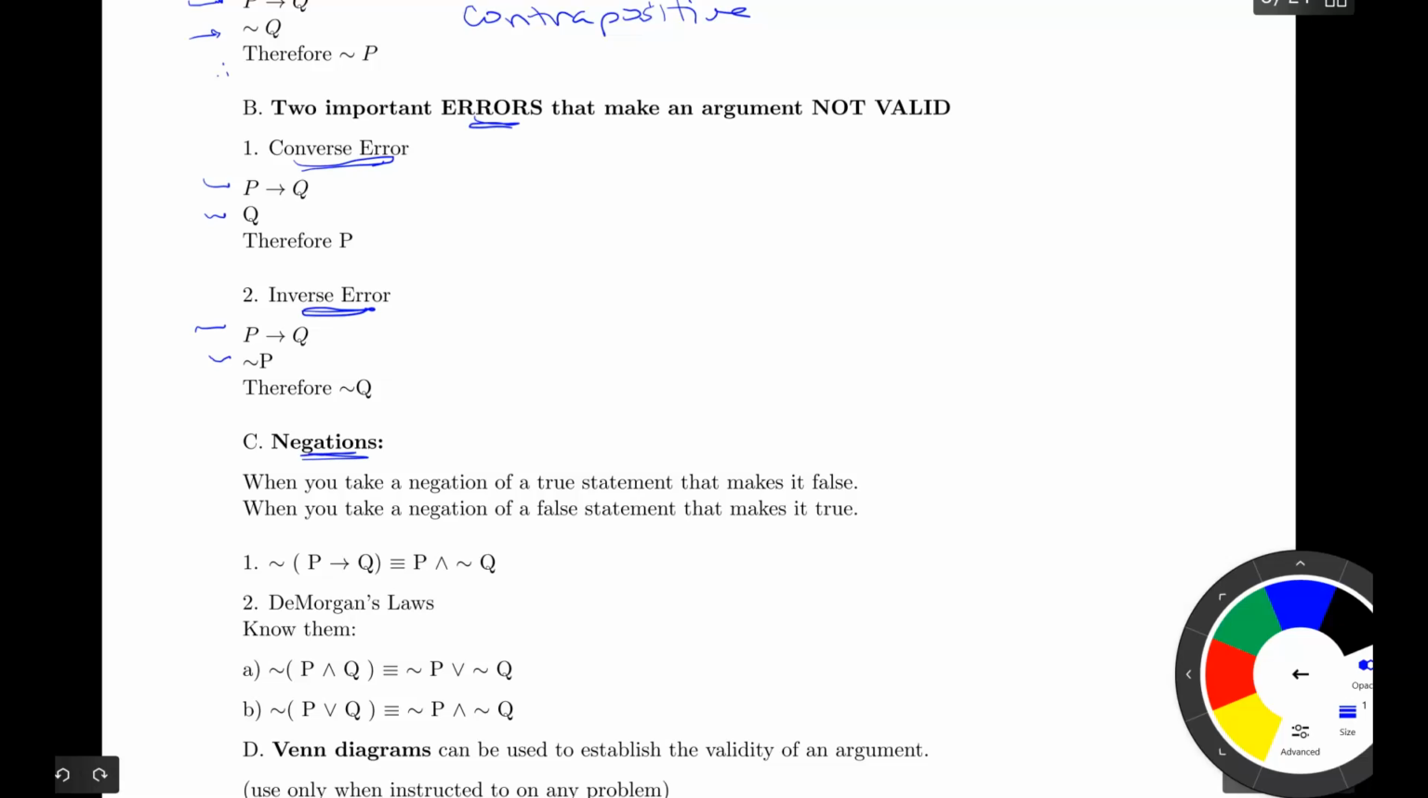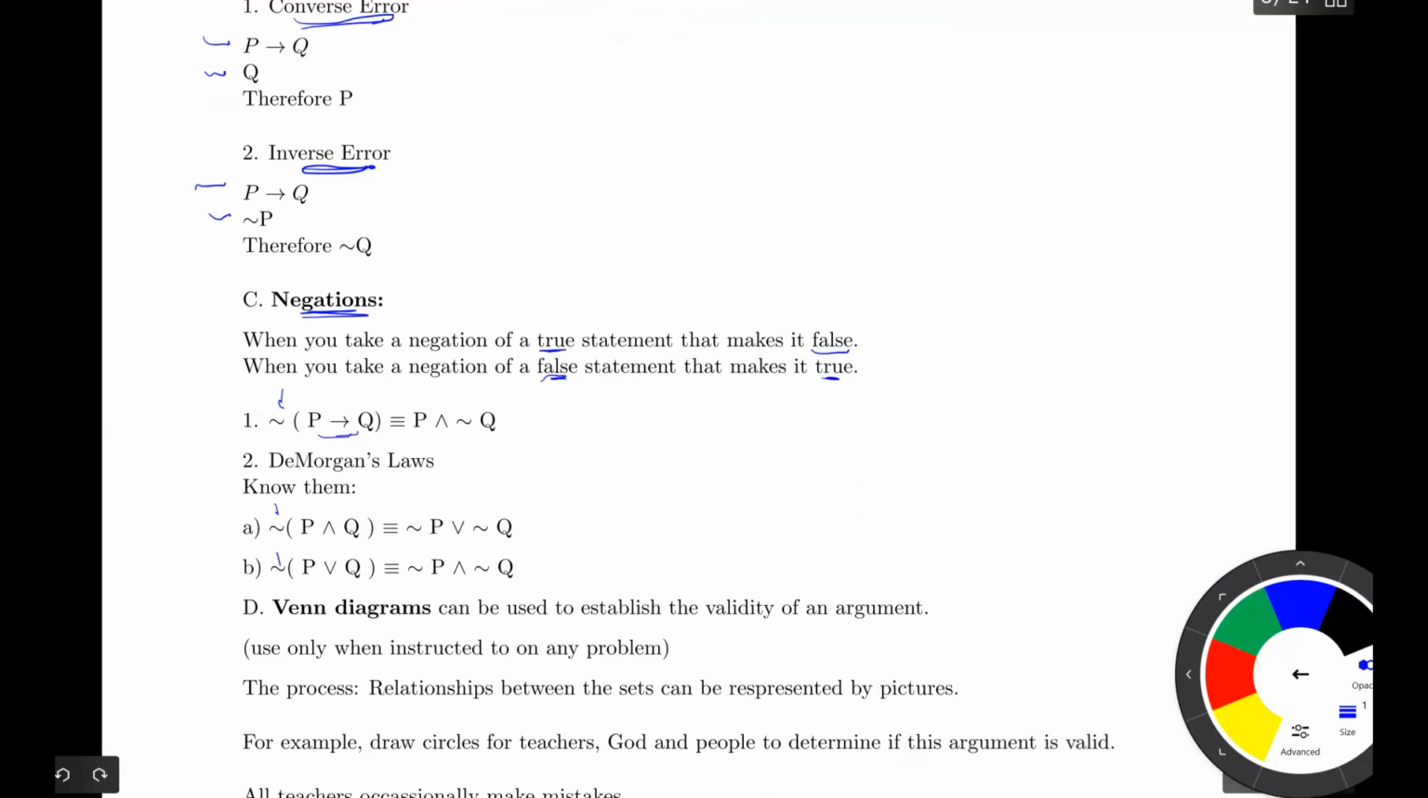Okay, negation. Remember, when you're taking the negation of a true statement, you make it false. And if you take the negation of a false statement, you make it true. So here's a negation, negation, and negation, right? This negation of a conditional is equivalent to P and not Q. And remember, these are the De Morgan's laws, taking the negation of a P and Q and the negation of a P or Q. So make sure you have those correct.